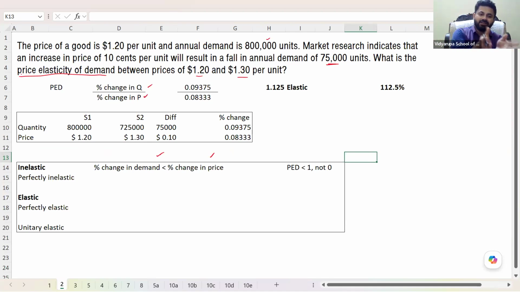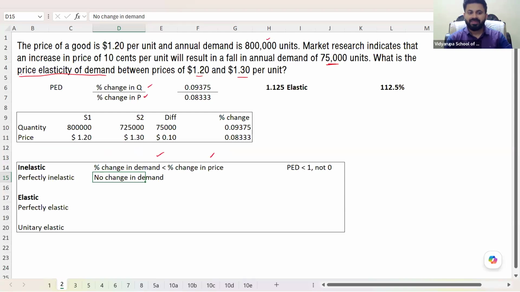Now compare that with the next part. Perfectly inelastic. What does it mean? Demand will not change at all. You change the price, the demand will not change at all. That's what we'll call perfectly inelastic. There is no change in quantity. Demand is not changing no matter what. You increase the price, you decrease the price, the demand doesn't change, it stays like a rock. That situation is what we call perfectly inelastic.